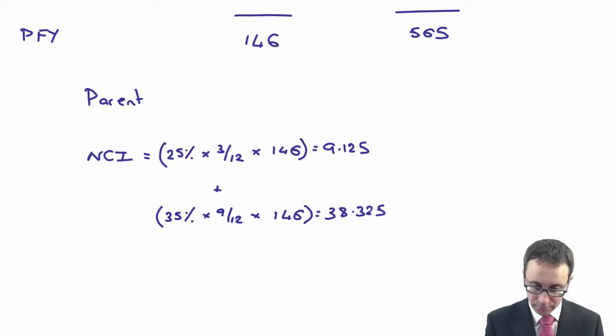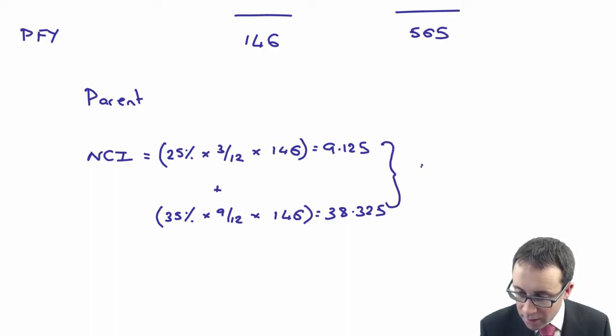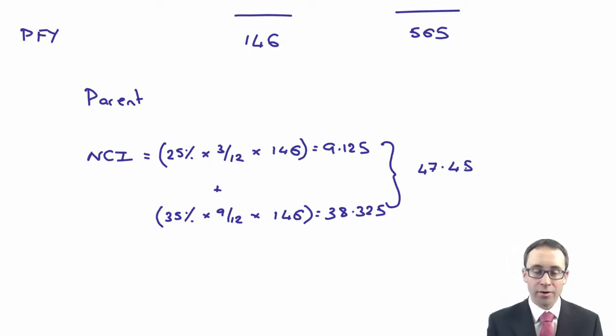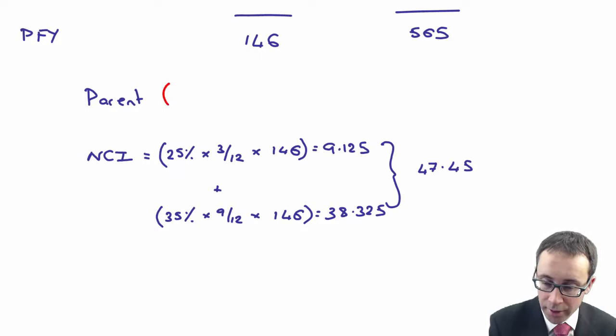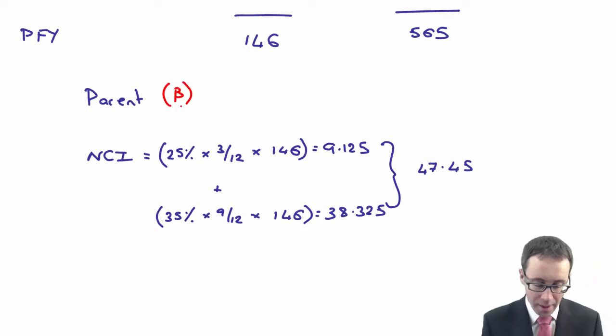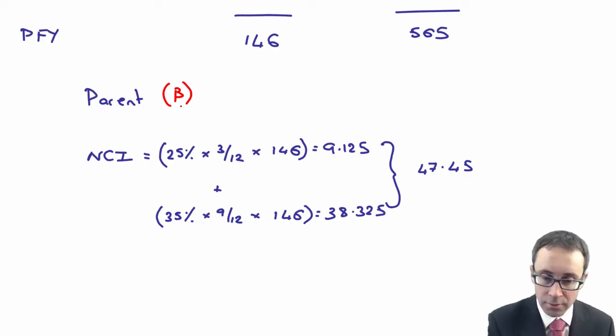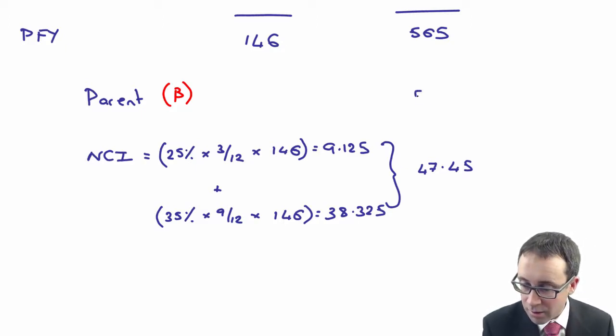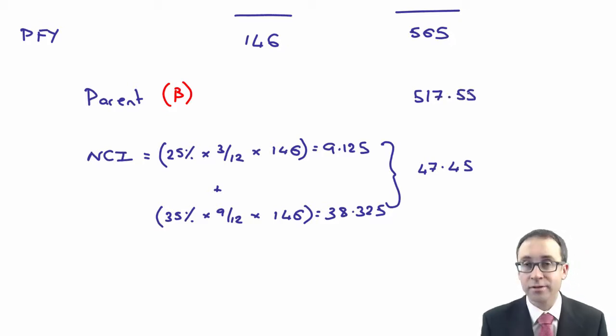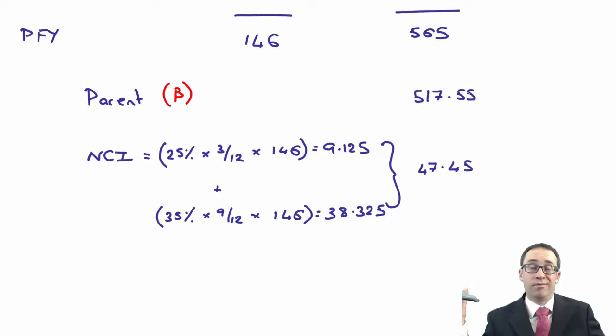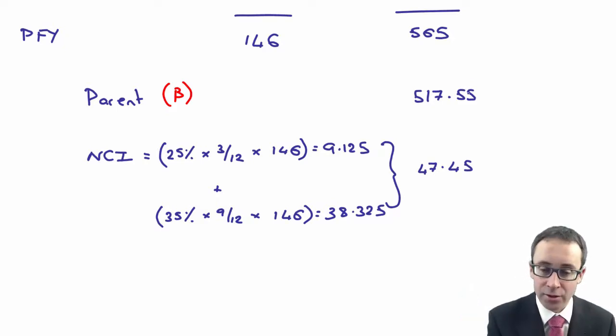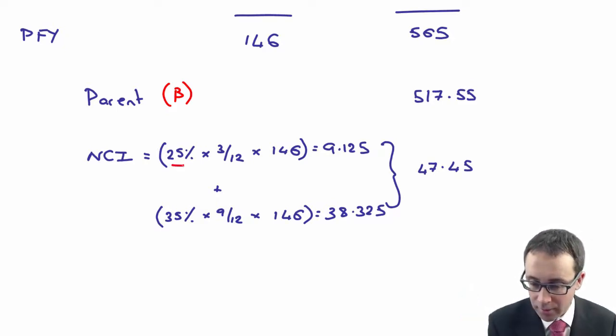Excellent. Totaling that up for the NCI gives me 47.45, or 47.5 if you wish. I'm genuinely not worried. And then the amount attributable to the parent, 565 less what's attributable to the NCI, gives me there is it 517.55. Okay, that's it. There wasn't anything too difficult about that question there.